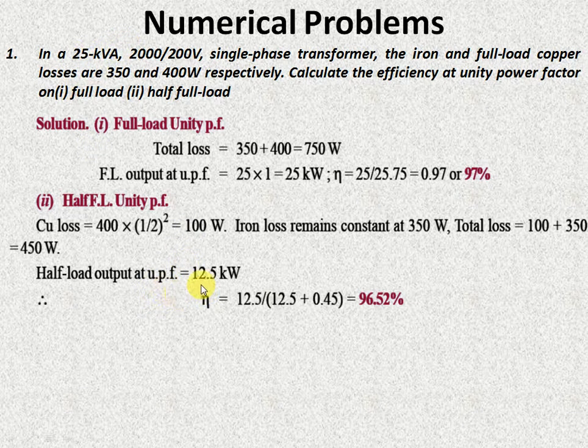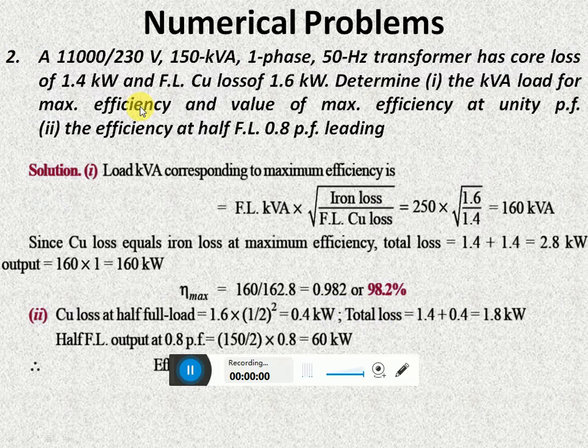So you will be able to get the output power as 12.5 kilowatt and the total losses as 450 watts. From here you will be able to obtain the efficiency as 96.52%. Let's see the next problem.